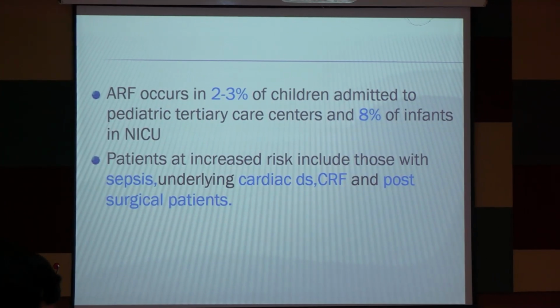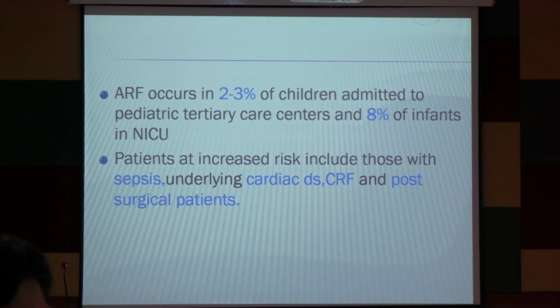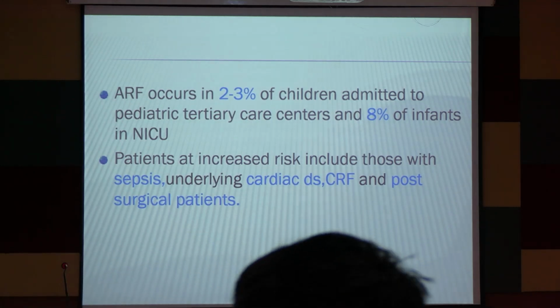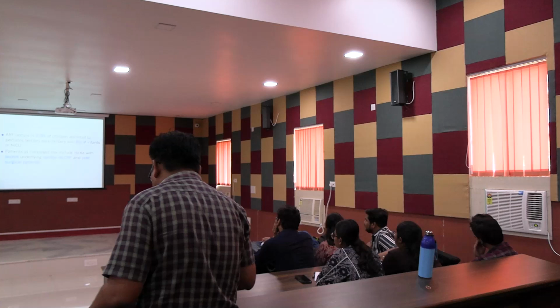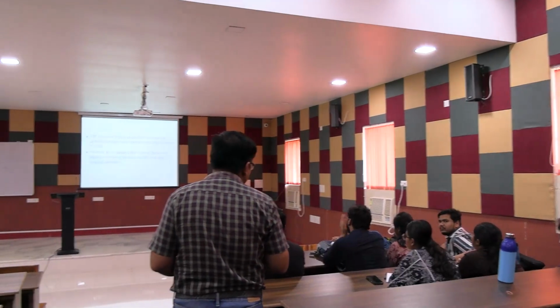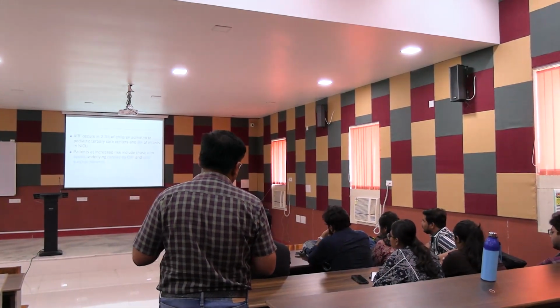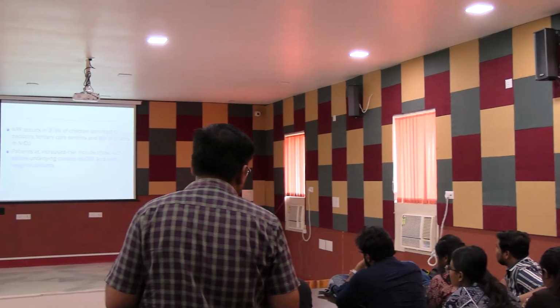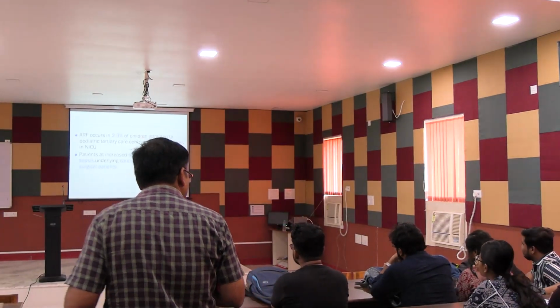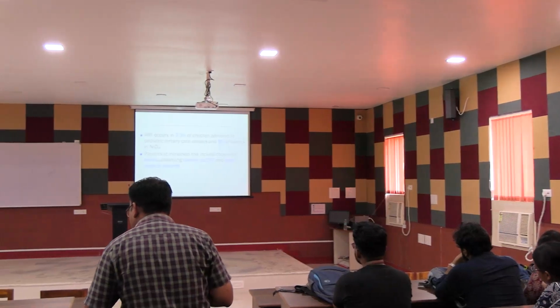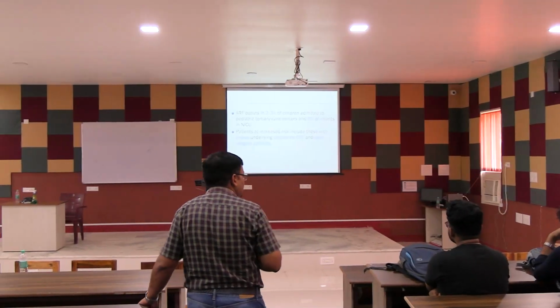Any patient admitted in the NICU, critical care unit, NICU meaning neonatal intensive care unit, or PICU, the pediatric intensive care unit, or the adult ICU, in any critical care unit, along with heart rate, saturation and blood pressure, we should monitor the urine output for early diagnosis of acute renal injury or acute kidney injury.